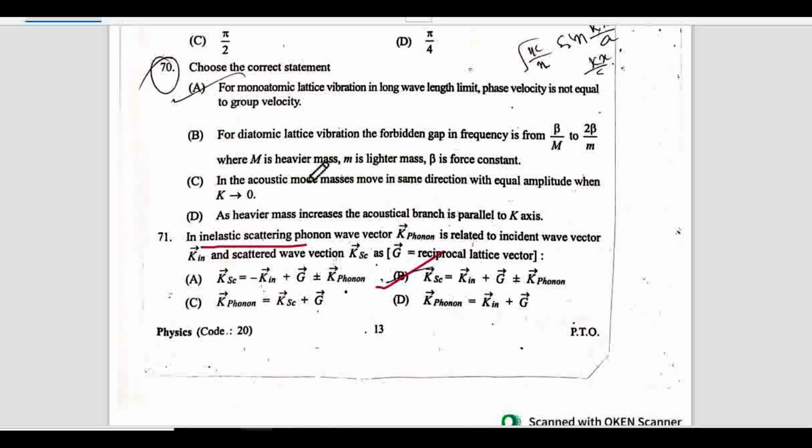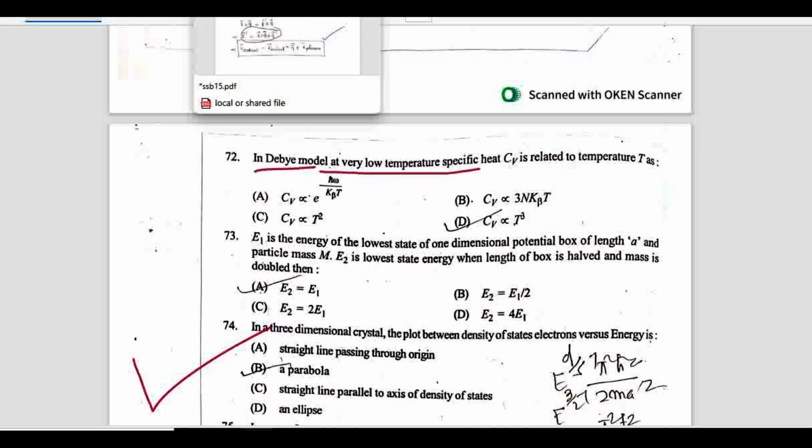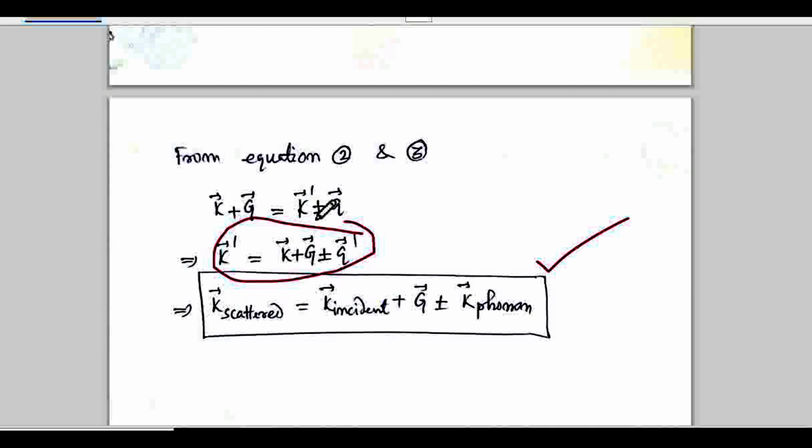Okay, now coming to question number 72, it is given that in the Debye model at a low temperature the specific heat Cv is related to temperature as what power of T. Cv is proportional to what power of T in the low temperature case in the Debye model. Debye model is the latest model, and after that comes the Einstein model.